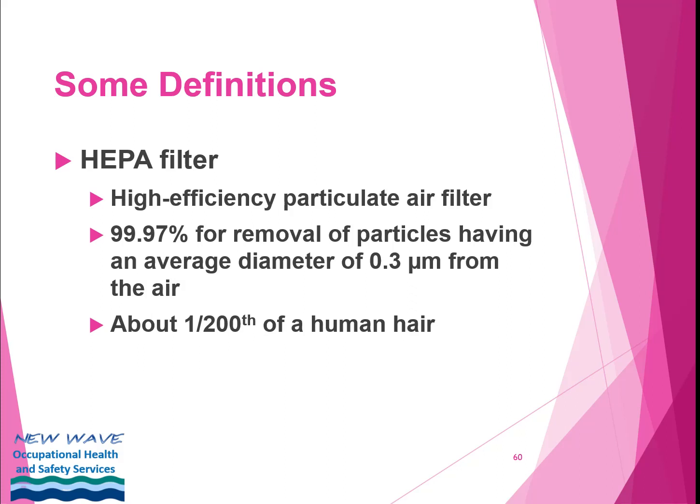When we discuss handling asbestos, there are two more definitions that come into play. The first is HEPA, or High Efficiency Particulate Air filter. Such a filter removes 99.97% of particles having an average diameter of 0.3 microns from the air. So what is 0.3 microns? Well, it is about 1/200th the width of a human hair. HEPA filters and respirators, vacuums, or air handlers equipped with them are the only filters allowed when handling asbestos.